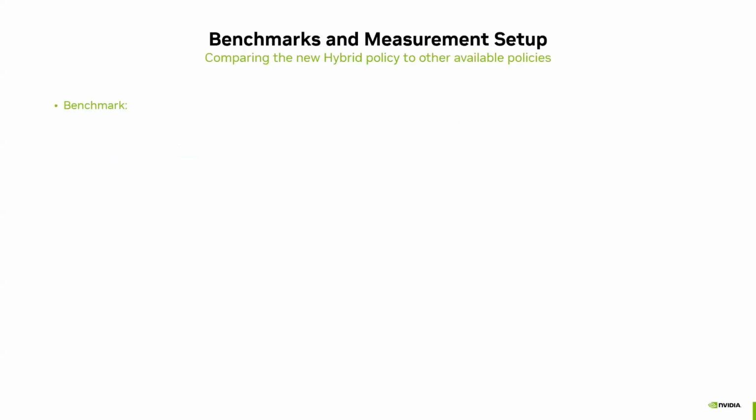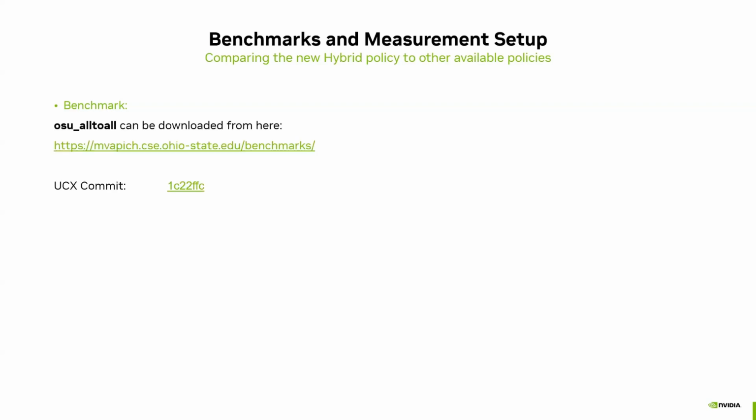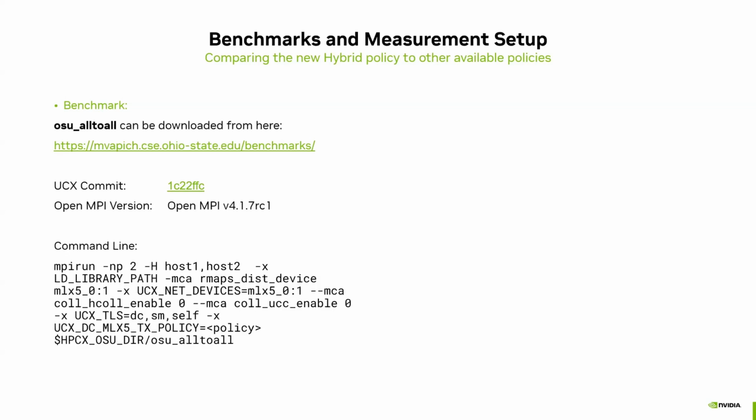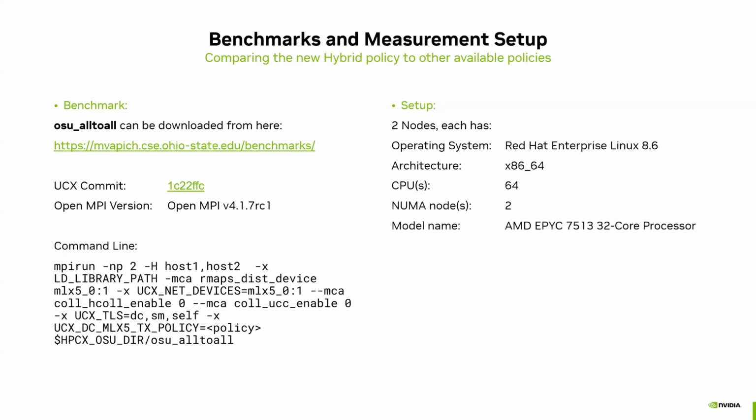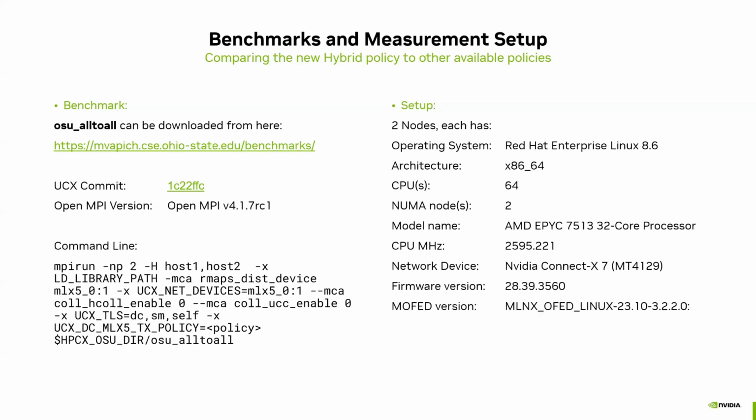So I did use the OSU all-to-all benchmark. Okay. So I did some all-to-all benchmark. You can see I set the TLs to just DC, DC, shared memory and self. And here I set the policy, probably familiar with all that stuff already. And that's the machine I was using. I was using a ConnectX-7 device.